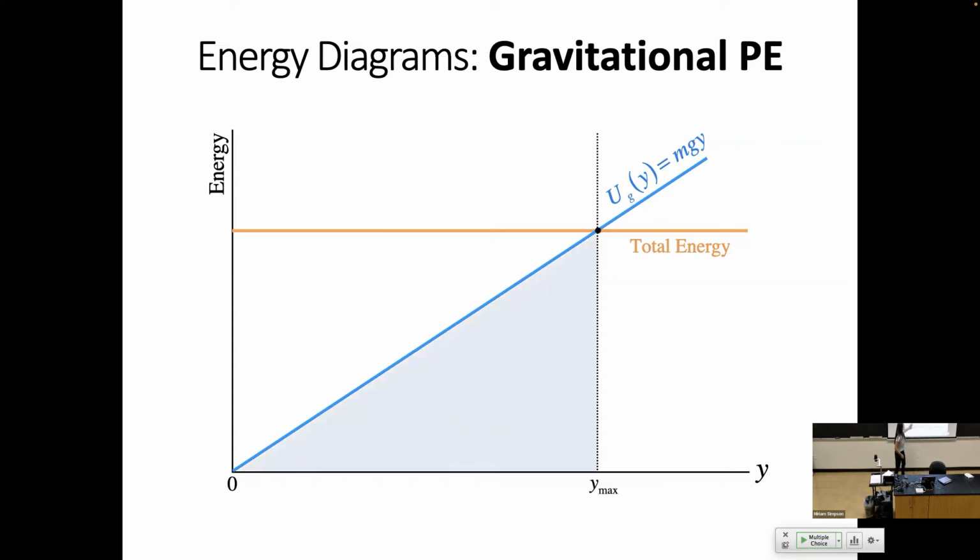So this is your potential energy. This is your kinetic energy. Maximum kinetic energy is here, so this is your max speed. This is our turning point. Remember, you can't go higher than this, because our total energy is limiting where we can go.